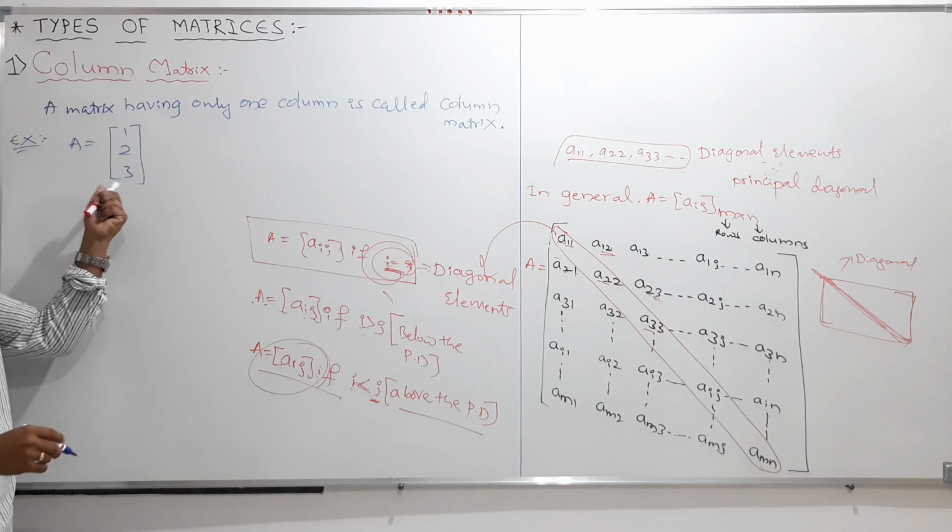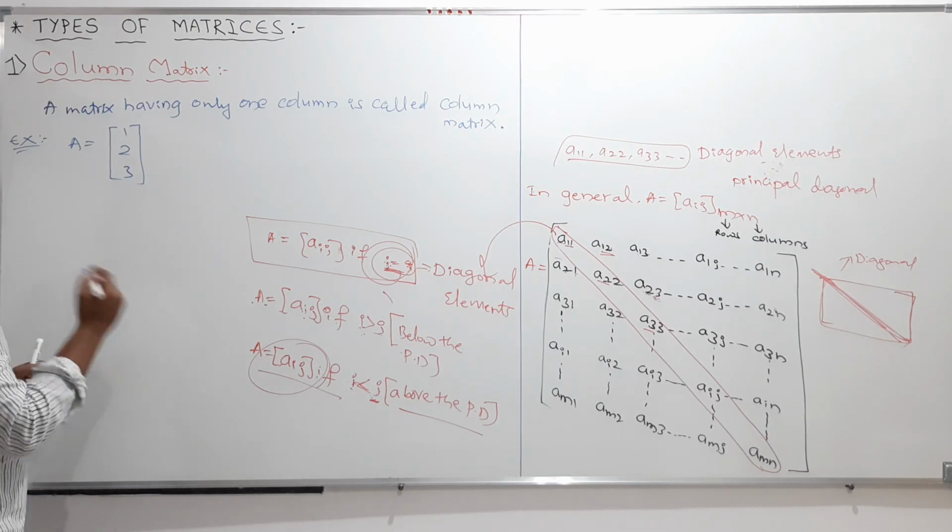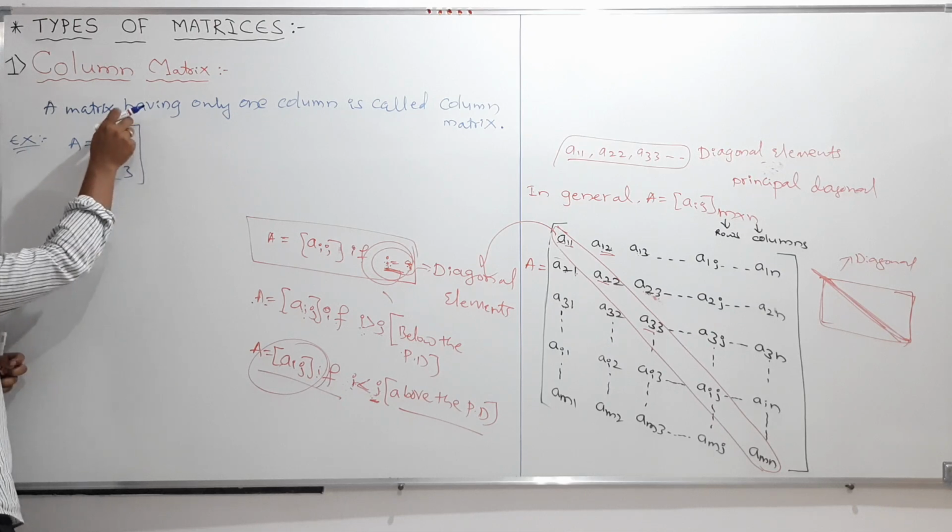You can take the example A is equal to [1 2 3]. So this is an example for the column matrix. Why is it a column matrix? Because only one column is there.